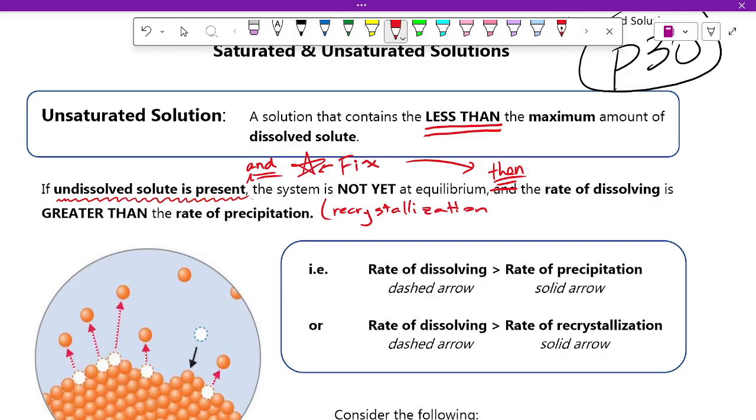And if you think about it, that has to be the case, because if it is not yet saturated, if we are unsaturated, then more will continue to dissolve. And if the two rates were equal, if we had just as much reprecipitating, then you wouldn't get any more dissolving. So the rate of dissolving has to be faster than the rate of recrystallization. So these are for unsaturated solutions.